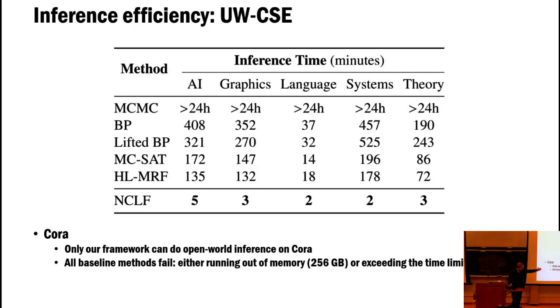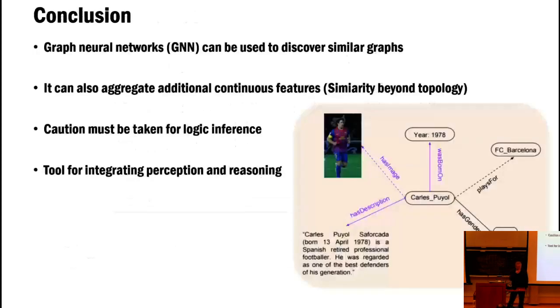And on Cora, graph neural net is the only method which can finish in 24 hours. So it looks like graph neural nets indeed have some promise in helping us scale some of this logic inference, especially in the case when you combine logic inference with probabilistic graphical models. The graph neural net is able to capture, in some sense, the similarity in the connectivity pattern or the graph topology locally, and then summarize it in a very compact vector.